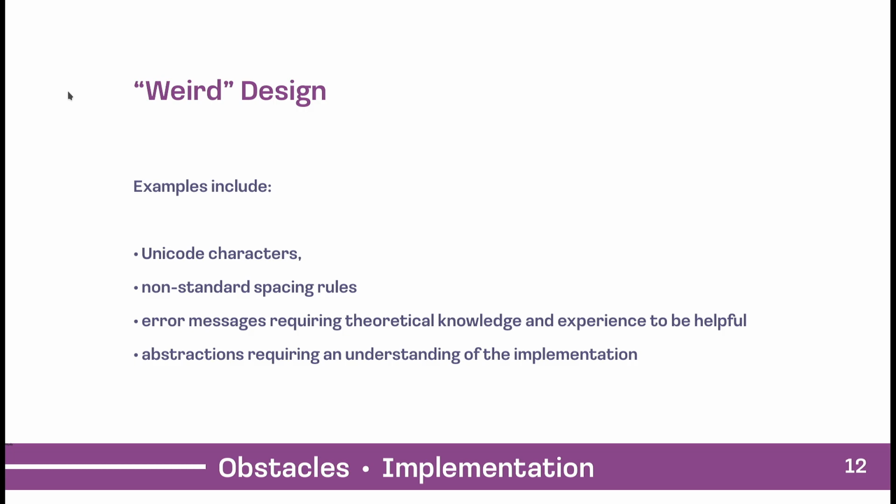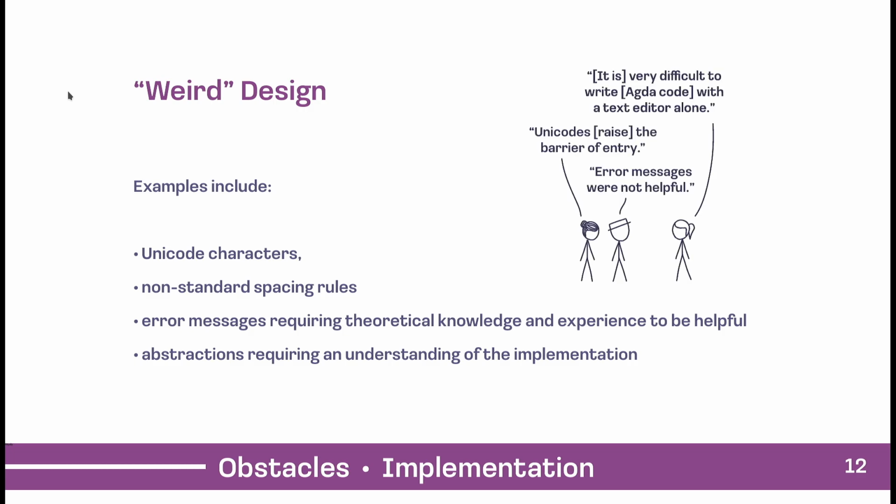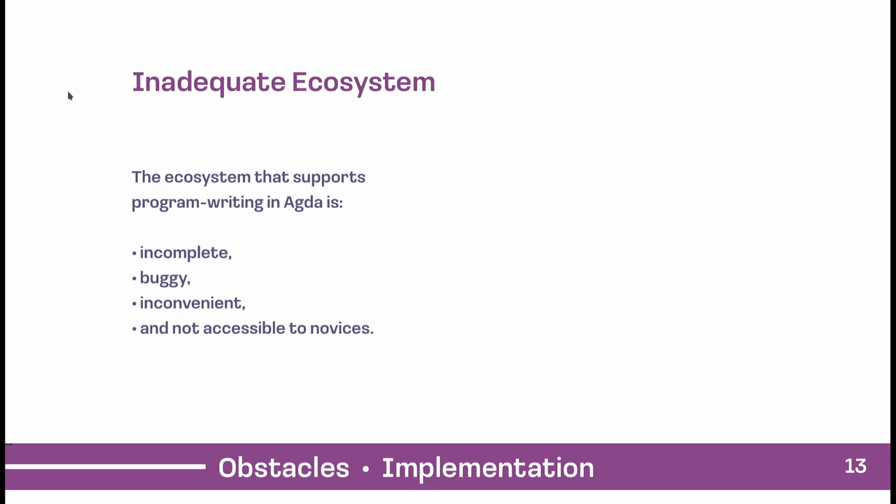Added to this, there is a second obstacle on the level of implementation, which is an inadequate ecosystem. By ecosystem here, we mean, of course, all the tools, all the installation, everything. And unfortunately, what we saw in our data was that this ecosystem, while there and well-intended, is very incomplete. So we have things like, oh, I don't have any documentation about this very basic concept. It's very buggy, so your tools crash very often, they have unintended behavior. It's inconvenient, syntax highlighting disappears, and it's not very accessible to novices.